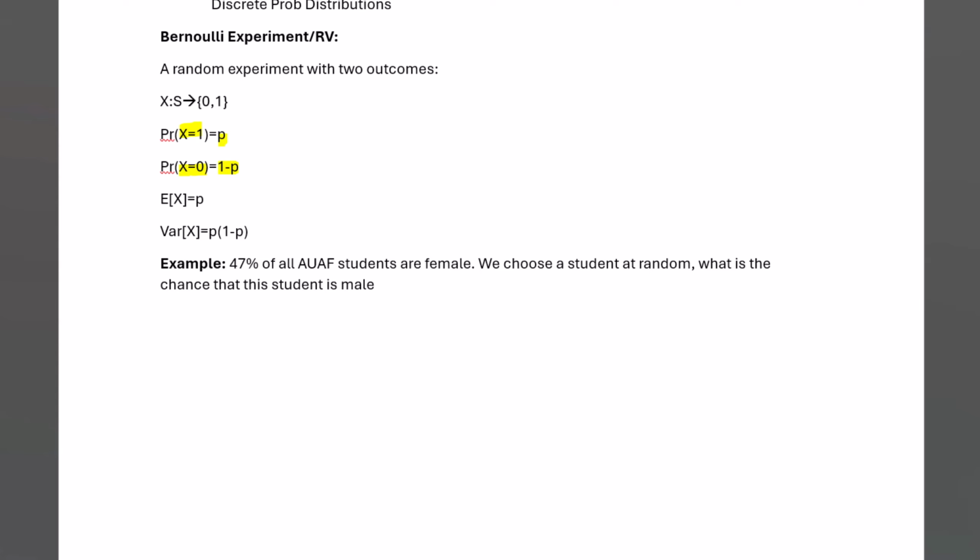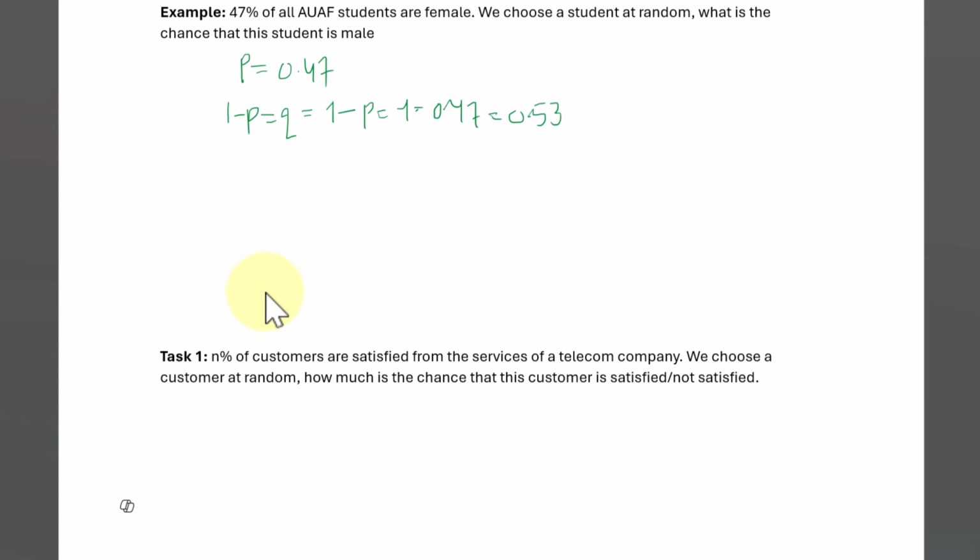We can show that the expectation of this random variable is p and the variance is p times 1 minus p. For example, 47% of all AF students are female. This is based on the data. We choose a student at random. What is the chance that this student is a male? Here, p is actually 0.47. Therefore, 1 minus p, which is the probability of failure, or in this case male, is 1 minus 0.47, which is 0.53. That means for this student to be male, the chance is 53%.